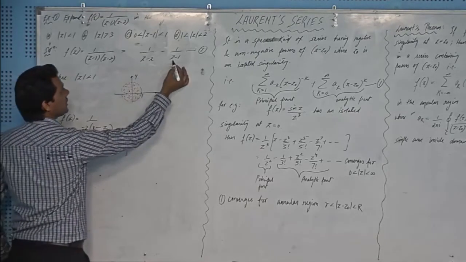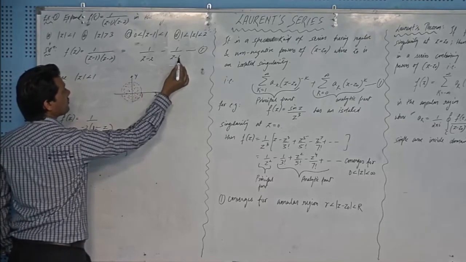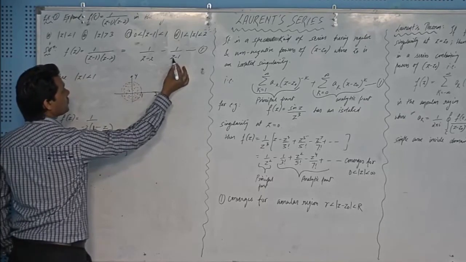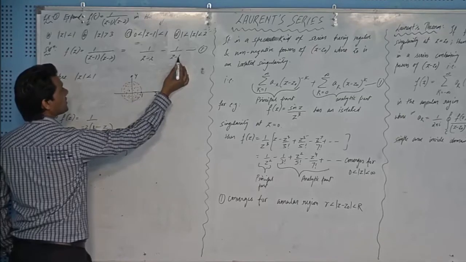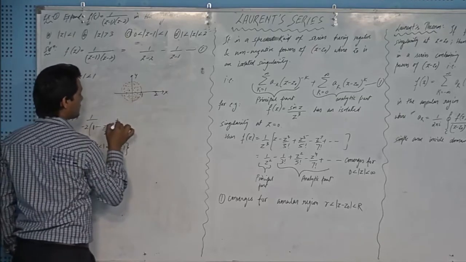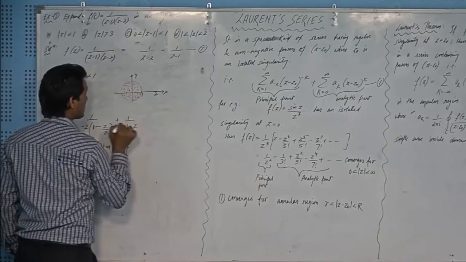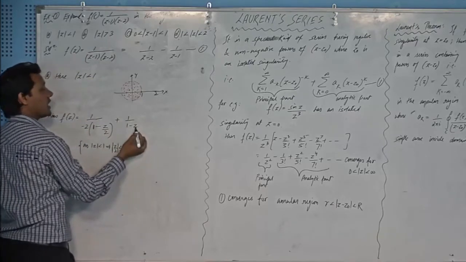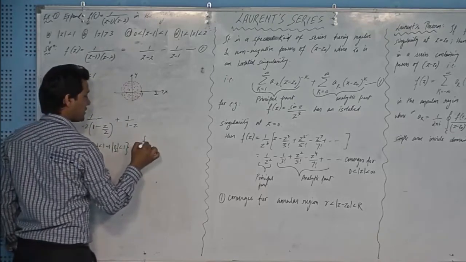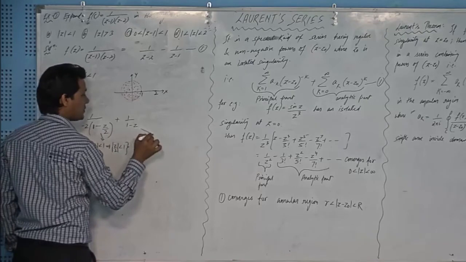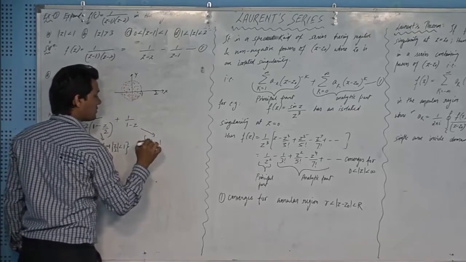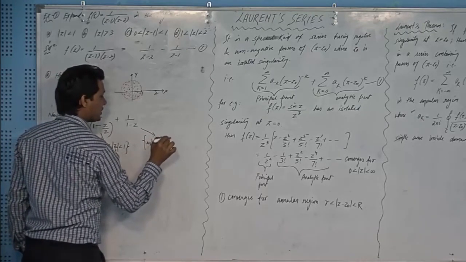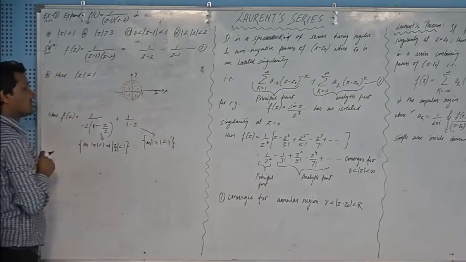And now this one, what should be taken common? Should I take z common or 1 common, right? There is no need to take common. You should write it 1 minus z, and this sign will become plus 1 over 1 minus z. But again you check that for this alpha, I will write it here. For this alpha, obviously its modulus is less than 1. It is given in the question, right?